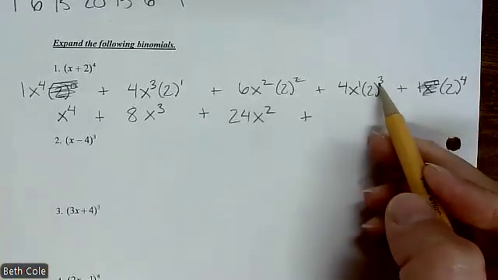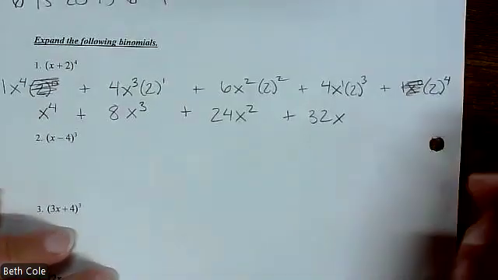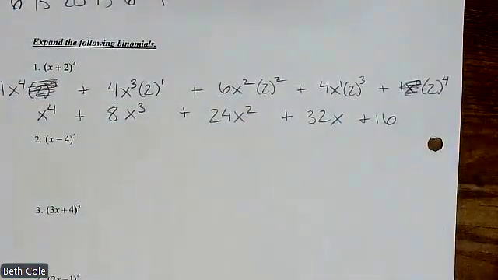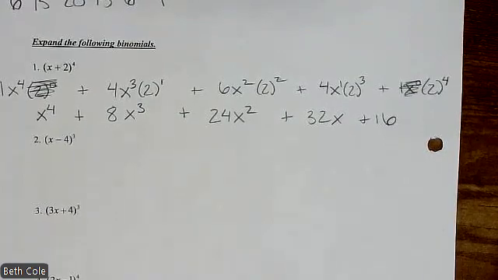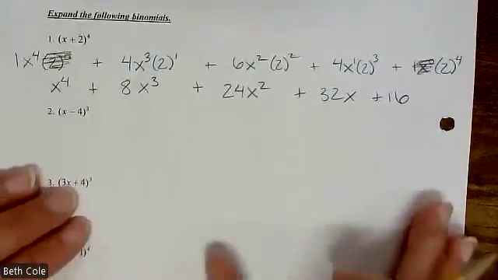2 cubed. 8. Thank you so much for not saying 6. I love you. All right. 8 times 4, 32. And then 2 to the 4th is 16. You would do well to remember 2 to the 4th power is 16. 2 to the 5th power is 32. Those are just good ones to know, like to just have in your back pocket. But that's your answer. All right, let's try another one.